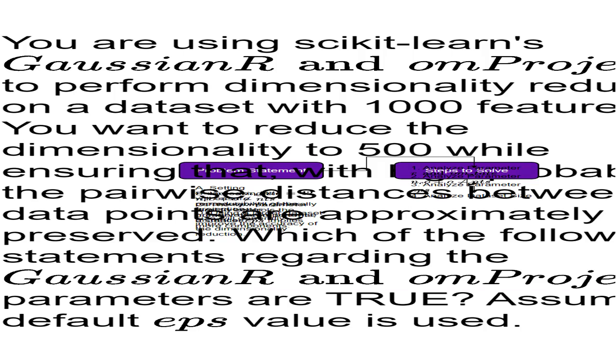We are given a specific task: dimensionality reduction with the Gaussian random projection algorithm. The emphasis is on maintaining the distances between data points. The key is to understand how parameters impact this objective. Let's unpack the options now.